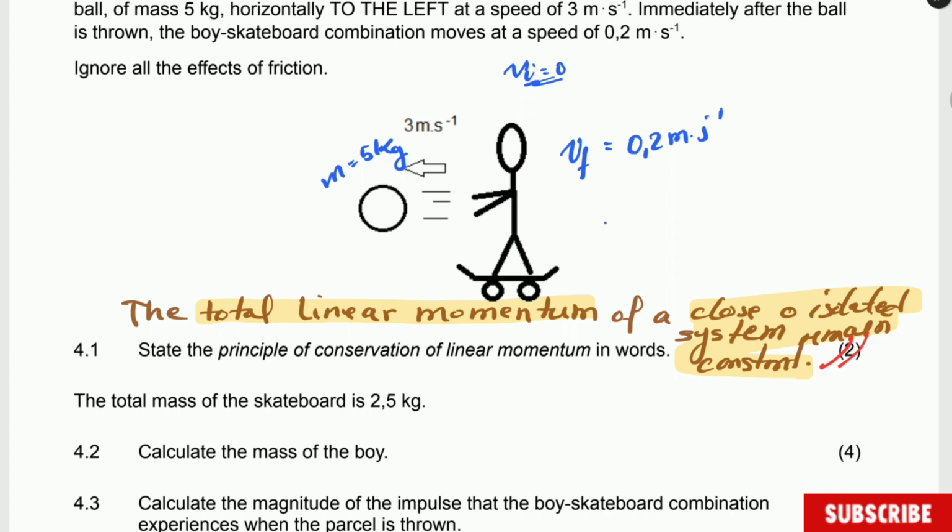The next question says the total mass of the skateboard is 2.5 kilograms. So the mass of the skateboard is 2.5 kilograms, and that is just for the skateboard. Calculate the mass of the boy. Very good, because so far I didn't see this question very often. So let's calculate the mass of the boy.